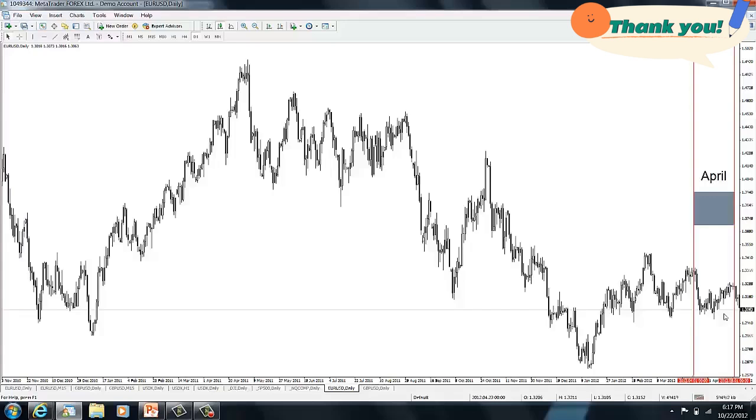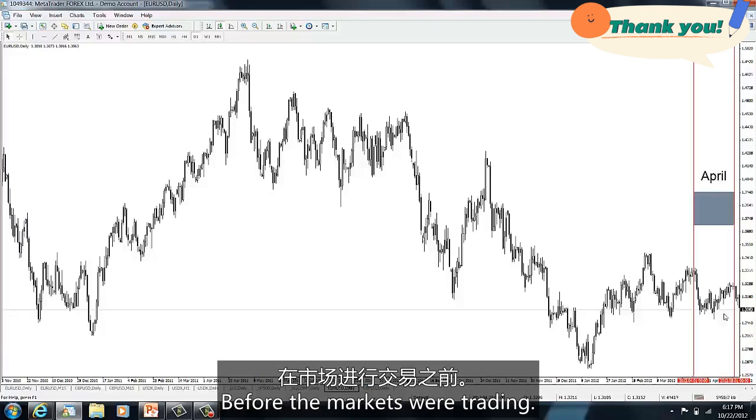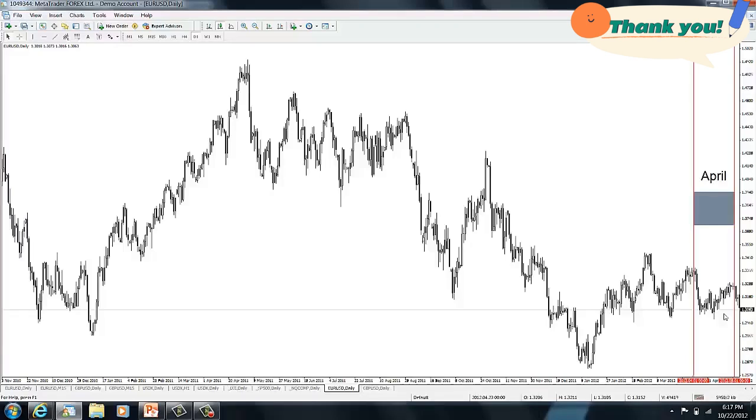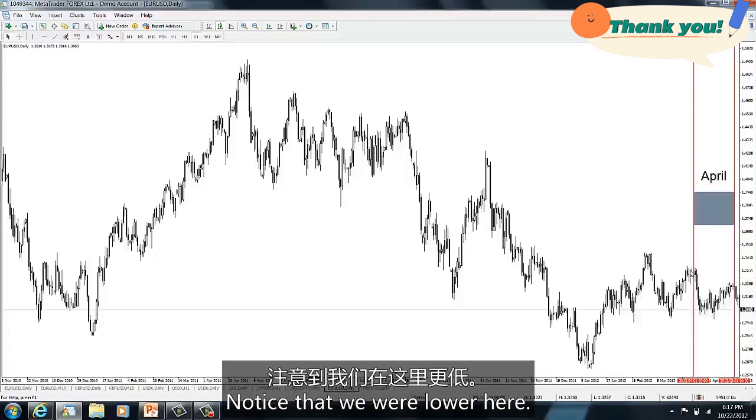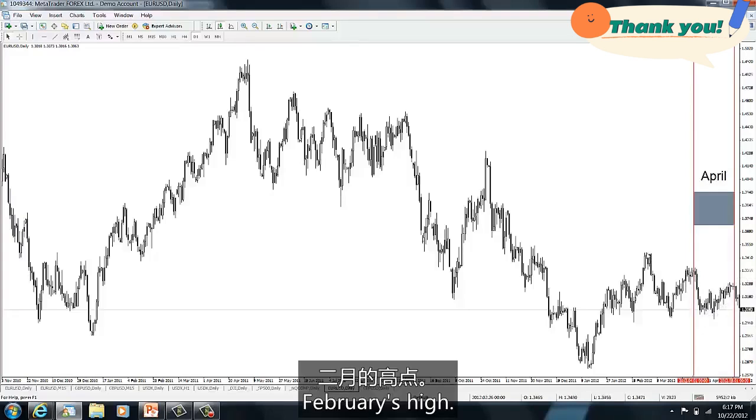And this is really the catalyst for my viewpoints. And while I was saying it in real time in advance before the markets were trading, we were looking for this old low to be traded back into here. Okay, and also back here as well. Now this high and this high here, notice that we were lower here. Okay, so we have February's high and April's high lower in the fiber.